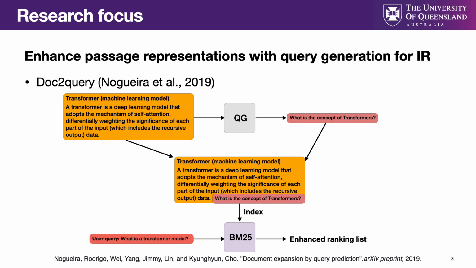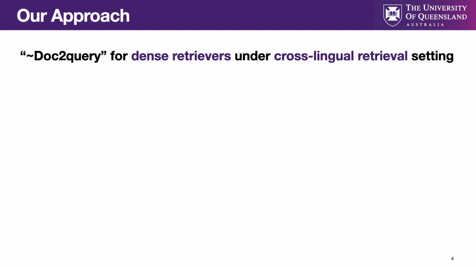The basic idea behind Doctor Query is that for each passage in the corpus, a query generation model is used to generate several synthetic user queries. These generated queries are then appended to the original passage, resulting in a new augmented passage. The augmented passages are indexed, and during the query time, the index is utilized to serve the BM25 ranking model for generating the final ranking. This is a very straightforward framework, but it has been proved to be quite effective.